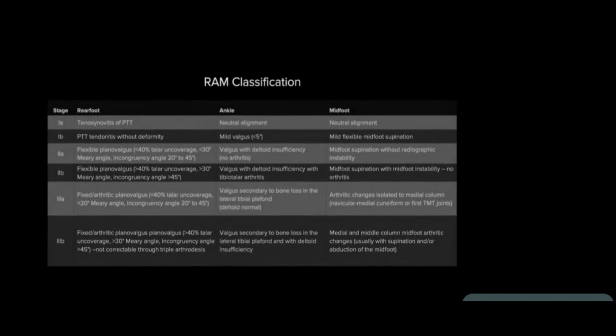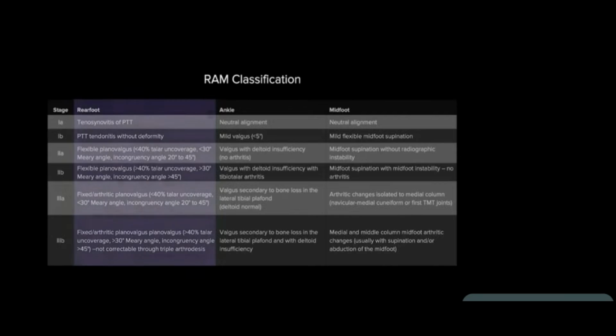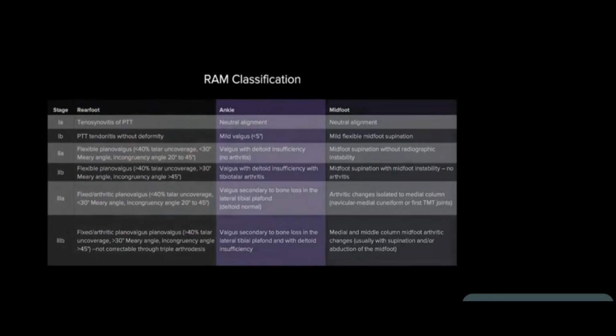Another commonly accepted classification system to mention is by Raikin and colleagues. This system assesses deformity of the rear foot, ankle, and midfoot independently, with the basis that pathophysiology and natural history may be different at each stage.